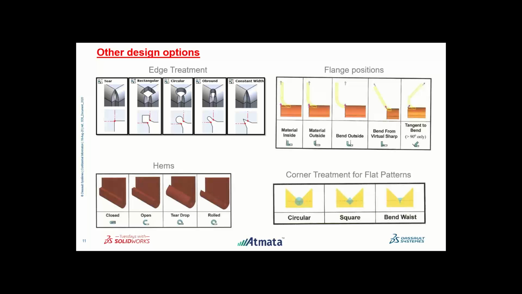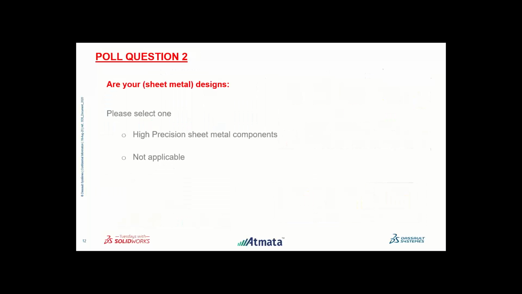Some of the other options we have here are the hems. You have different styles of hems: the closed hem, open loop, open hem, teardrop, and the rolled hem. For the flat pattern, sometimes we'll need to give a relief, which is a corner treatment, and can be circular, square, or bend based. I will not be getting into much detail with this. So these are the options we have with sheet metal.